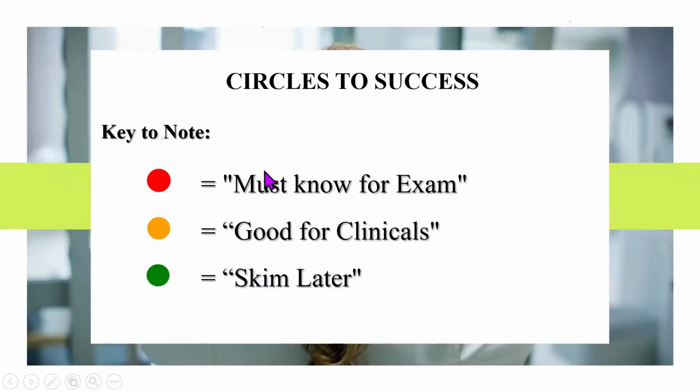Circles to success. Circles to success simply tells us areas we must know for exams, areas good for clinicals, or areas to skim later. And so we have red circles, orange circles, and green circles. Red circles are must know for exams. Orange circles are good for clinicals, and green circles are to skim later.